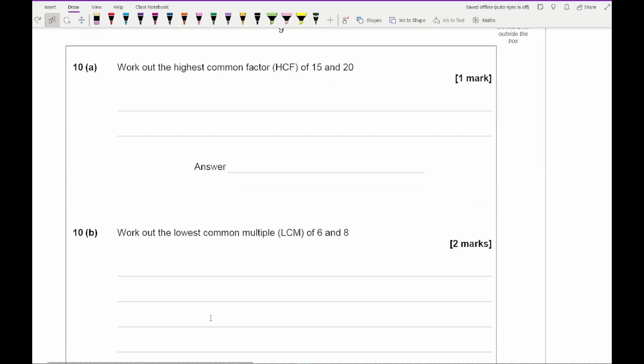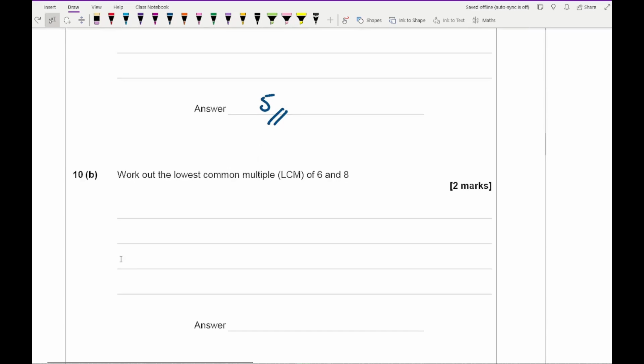Moving on to question 10a, it says work out the highest common factor of 15 and 20. Now the highest common factor is the biggest number that divides into both 15 and 20. So the answer you want to write there is 5. Let me just write that a bit better. There we go. The next one for 10b, it says work out the lowest common multiple of 6 and 8.